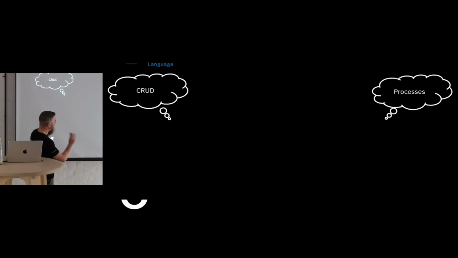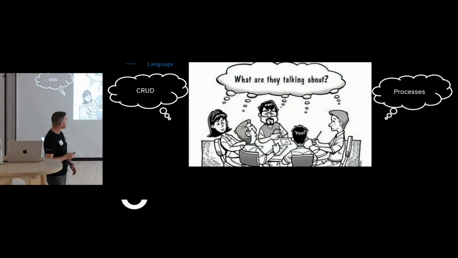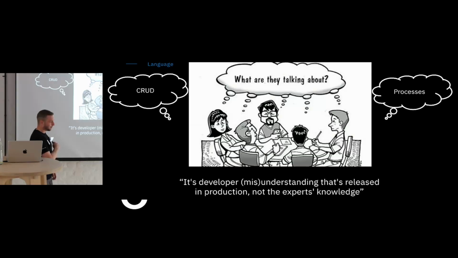So it's pretty far from each other. And after the meeting, we usually think, okay, what were they talking about? Both parties are thinking the same. So maybe the domain experts are confused, and we as technical people too. So what actually gets deployed, and I love this quote, I hope you can read it, I will read it for you: it's the developers' misunderstanding that's released in production, not the experts' knowledge. So what we understand gets released into production.